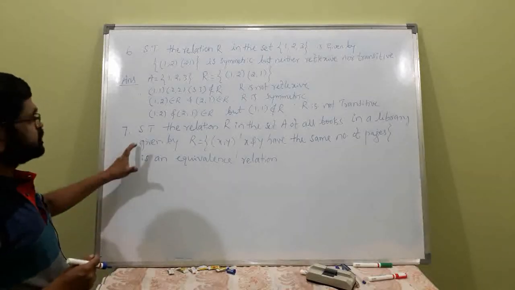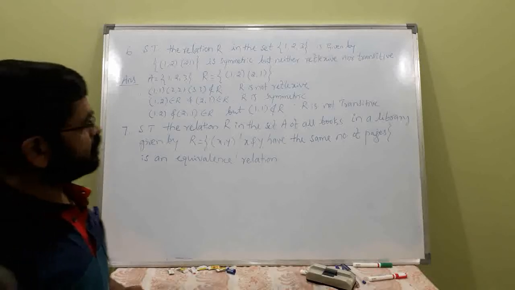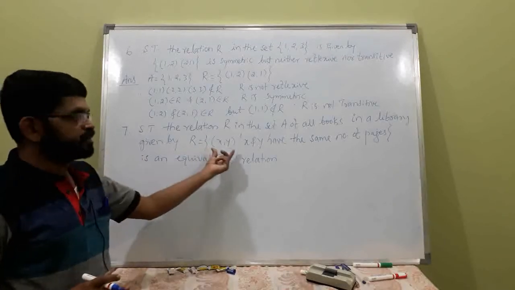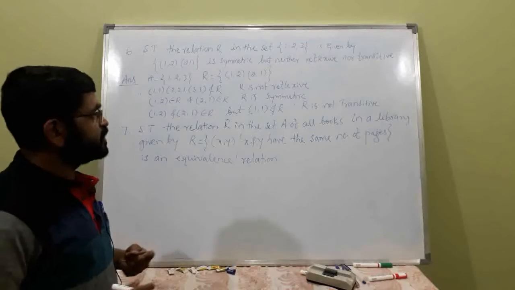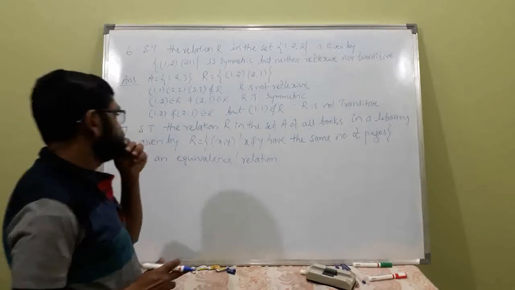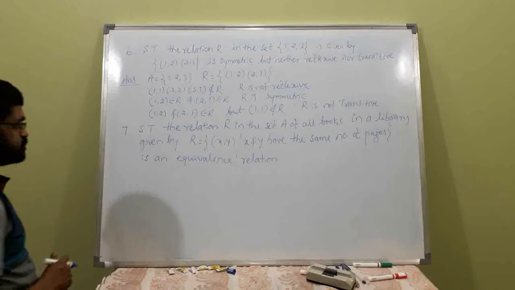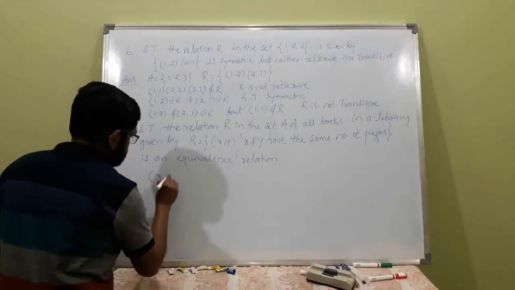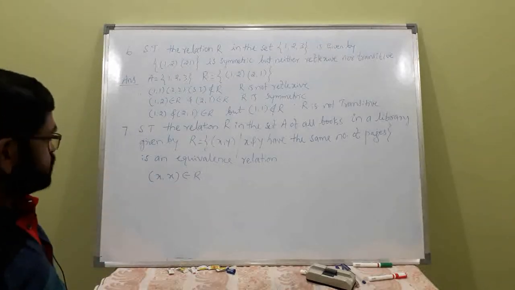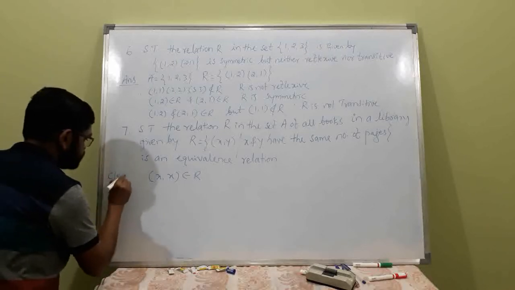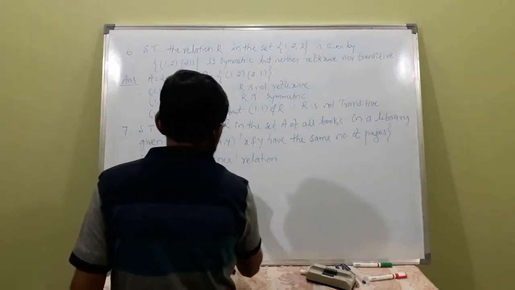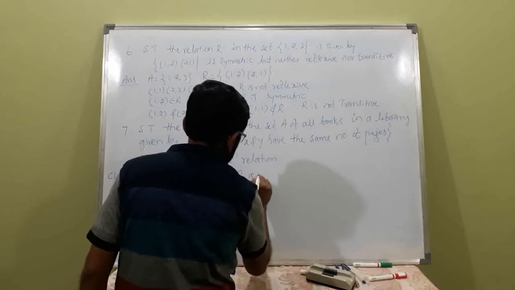Next one, show that the relation R in the set A of all books in a library, given by the ordered pair xy such that x and y have the same number of pages, is an equivalence relation. x belongs to R because the same book has the same number of pages. Clearly xx belongs to R. So R is reflexive.